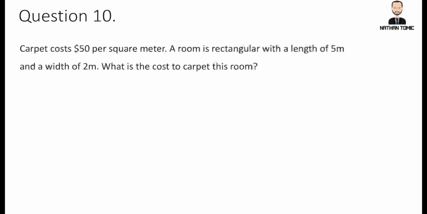Question 10. Carpet costs $50 per square metre. A room is rectangular with a length of 5 metres and a width of 2 metres. What is the cost to carpet this room? So again, let's start with a diagram. So it has a length, it's a rectangle, sorry. So I'm going to draw a rectangle. And the length was 5 metres and the width is 2 metres. So drawing that diagram helps me to visualise what I'm doing.